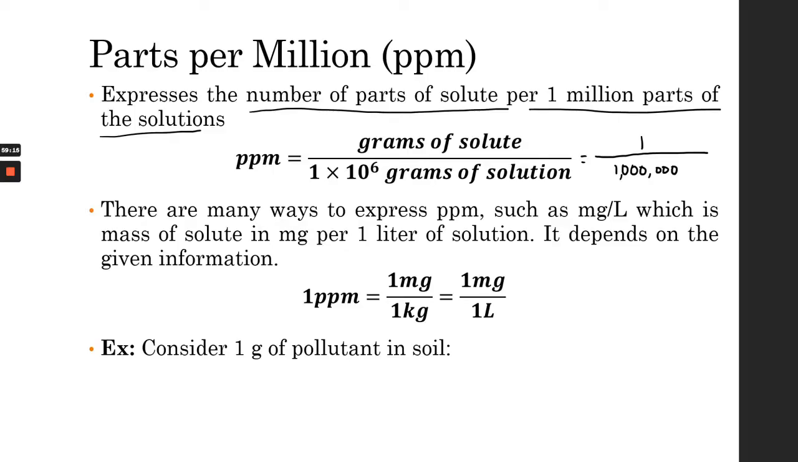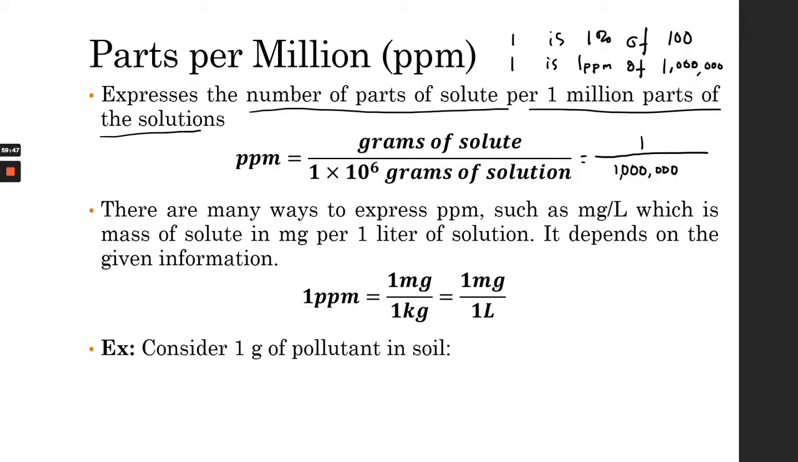You can think of it as 1 is 1% of 100, correct? Likewise, 1 is 1 part per million of 1 million. So you divide your solution into a million parts, and then you take 1, and that 1 is your solute. That's the concept of parts per million.